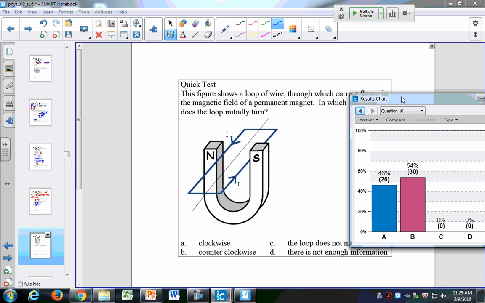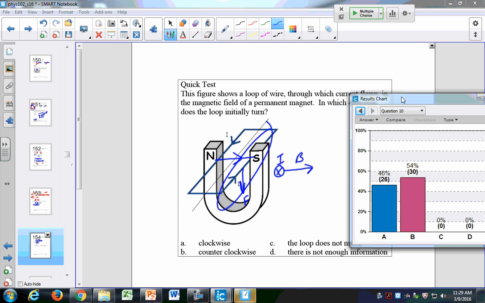Okay. Let's see. So we want to think about just one side of the wire. First of all, we need to figure out what is the direction of the magnetic field. Your magnetic field will always move from north to south pole. So let's just consider this side of the wire. My magnetic field is in this direction. My current is in this direction. So I want to figure out now what is the direction of the force on that right-hand side. Current into the page, magnetic field is to the right. So the force on that right-hand side will be down. The force here will be down.